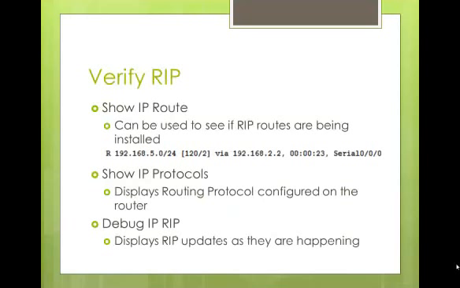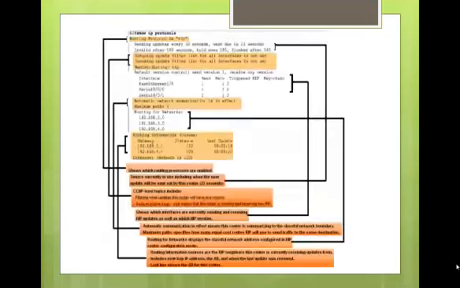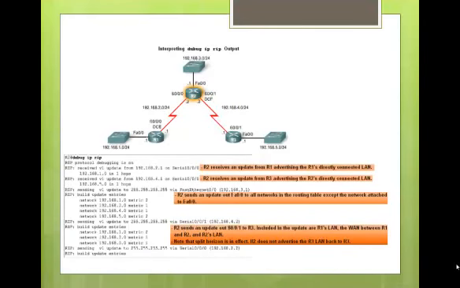To verify RIP, we have the same exact commands we did with RIP version 1. So I won't go over this in a whole lot of detail. I'll just skip over it for now. If you want some more detailed information on this, you can watch the RIP version 1 video. But we still have the show ip route, show ip protocols, and debug ip rip. Here's the show ip protocols, just showing the output of what you would see if you entered in that command. This is the debug ip rip. Again, in real time, you can see your updates being sent and received.